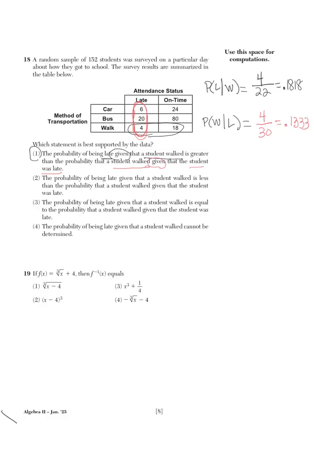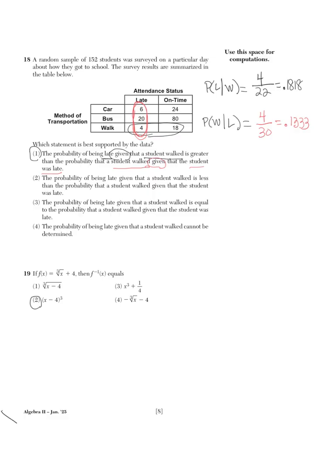So now let's go back and let's look at choice 1. It says that the probability of being late, given that they walked, that's this one right here, is greater than the probability of a student walking given that they are late. That's this one here. And do you see that 0.1818 is greater than this guy? So that's why the answer is choice 1.